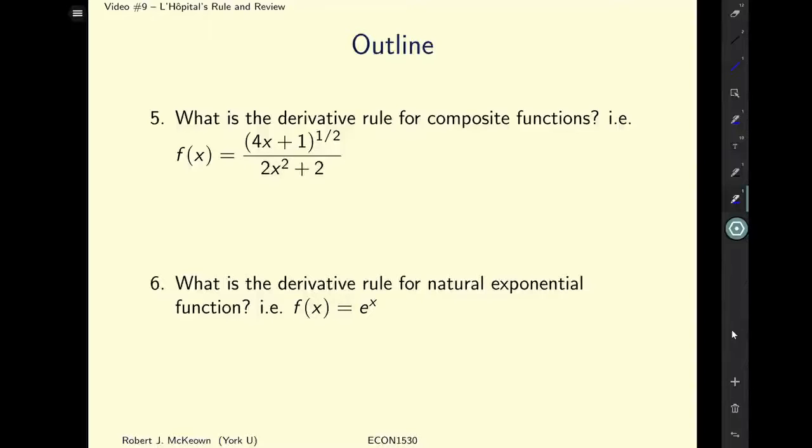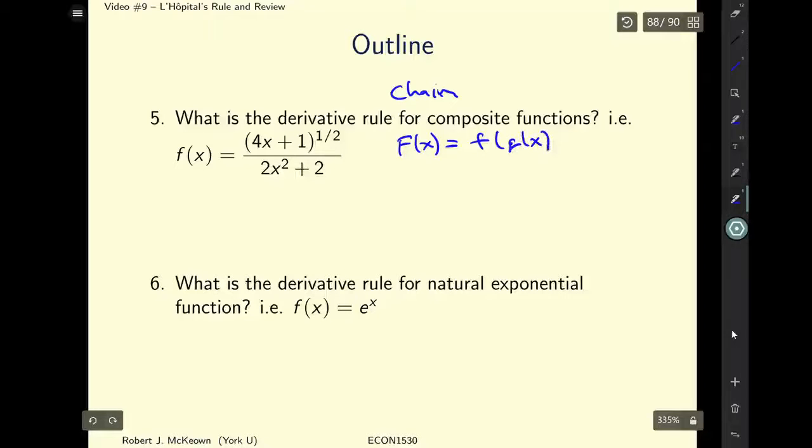What about composite functions? That was our wonderful chain rule. In fact, we couldn't even answer those previous examples if we didn't have the chain rule. And the chain rule says that if I've got something like big F of x is equal to little f of g of x, then the derivative of big F of x is going to be equal to f prime of g of x times g prime of x. Right?